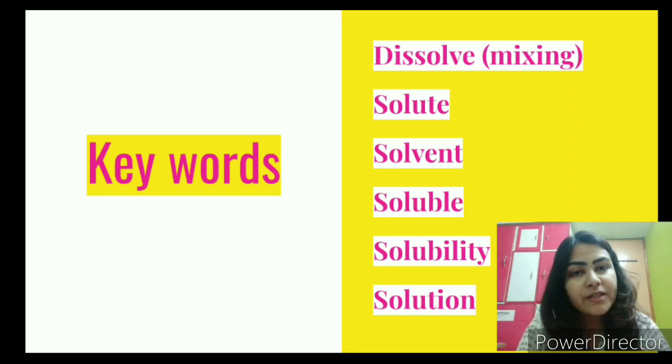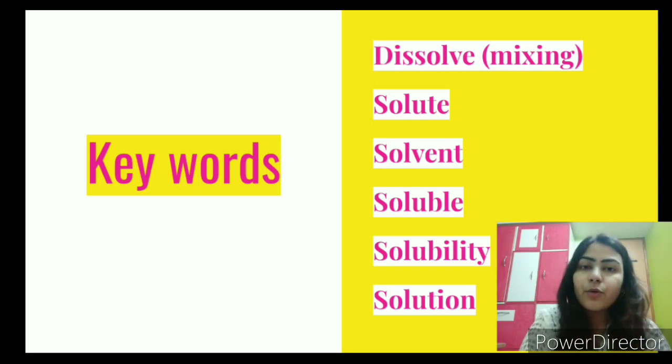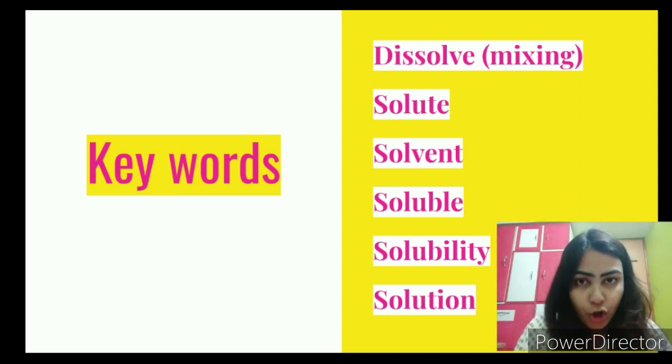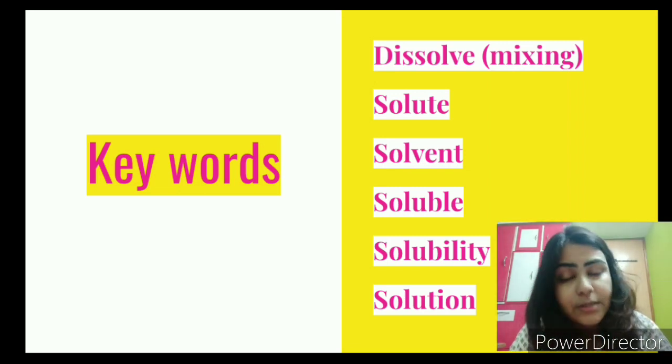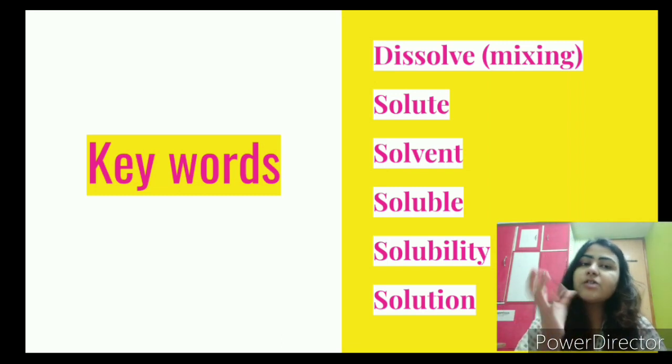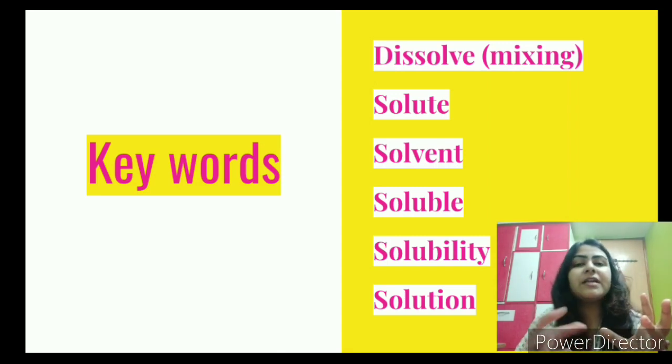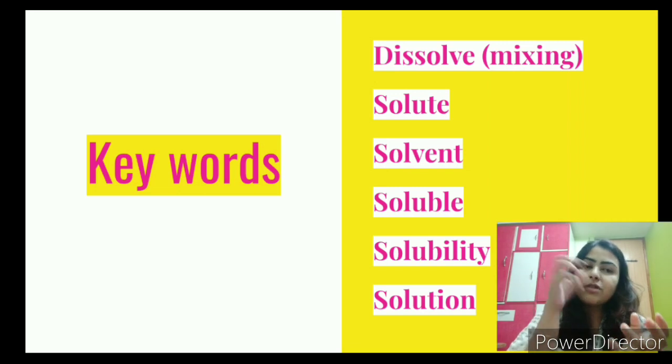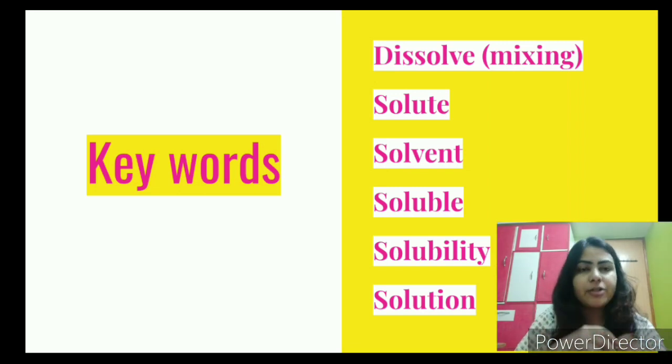And what is the solvent? The solvent is the liquid in which the solute is getting dissolved, is getting mixed. So solute is a substance which gets mixed and solvent is the liquid in which the solute gets mixed. So we put the solute in the solvent and we mix both of them.